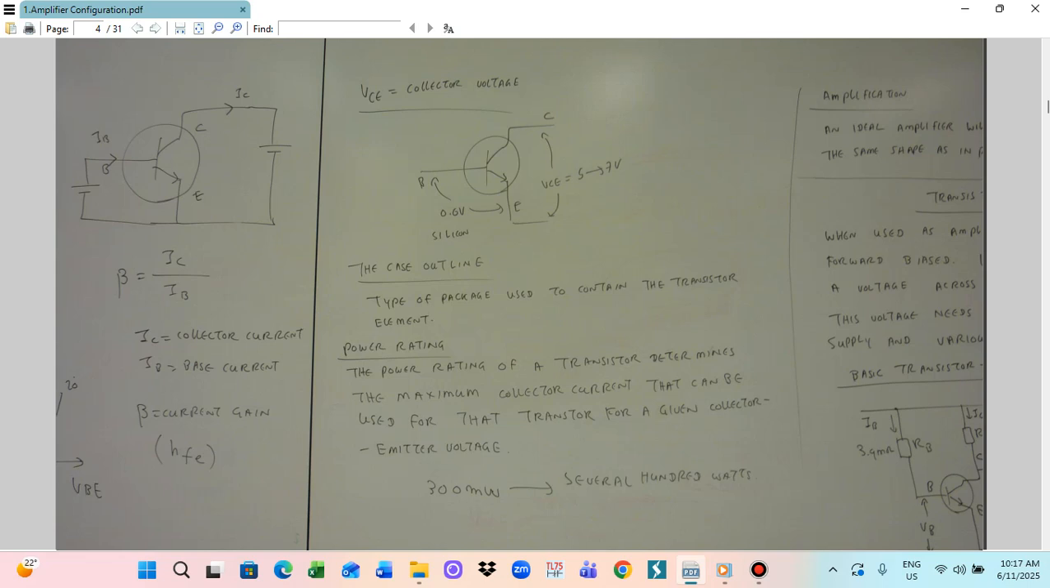The power rating of the transistor determines the maximum collector current that can be used for this transistor for a given collector-emitter voltage. So the power rating of the transistor is dependent on the collector current. The power rating of the transistor can be about 300 milliwatts to 100 watts. So the power rating will start from 300 milliwatts to 100 watts.